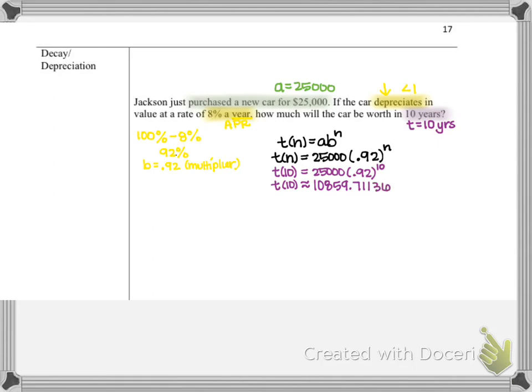It's unfortunate, but it's true. After 10 years, the car's only worth close to $11,000. So if we're trying to trade this in, or get value for it, chances are they're just going to chop it right off for us. Now, I'm sure you guys know this, or maybe you don't.